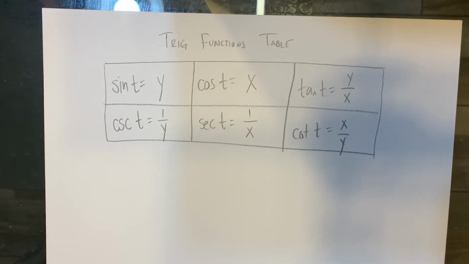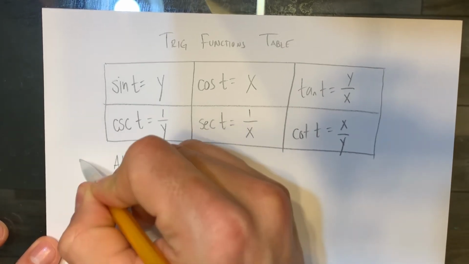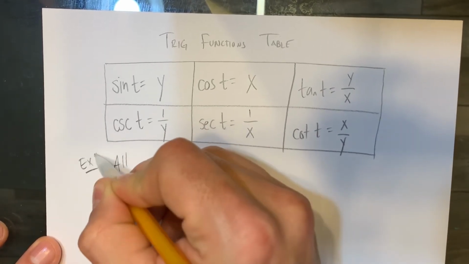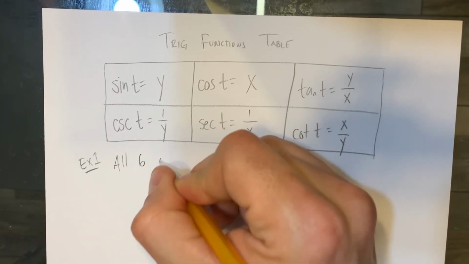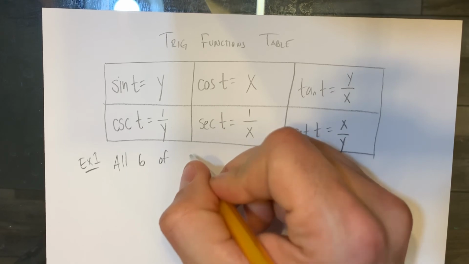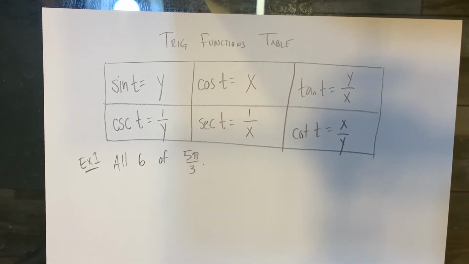And we're going to look at an example right now. All right? Let's find all 6. Here's example 1. We did a quick brief example yesterday. Let's find all 6 of 5 pi over 3. And when I say all 6, I mean all 6 trig functions of 5 pi over 3.